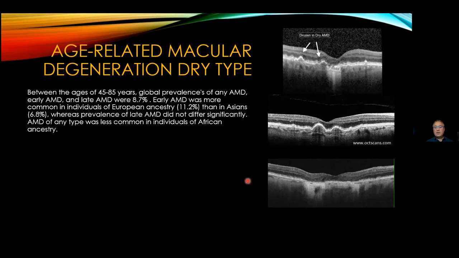So of course, no talk of the macula will be complete if we don't talk about macular degeneration. So globally, aged patients between 45 and 85, 8.7% of them will have age-related macular degeneration, of which people with European ancestry have an 11.2% chance of developing macular degeneration, people with Asian ancestry, 6.8%, and then people from African ancestry have a very small risk of developing macular degeneration.